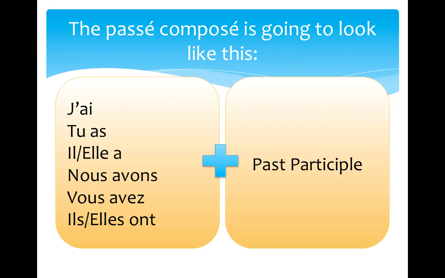The passé composé is going to look something like this. You've got one of the following conjugations of avoir on the left, and you're going to have the past participle on the right. Let's say it again together. Say it after me. J'ai, tu as, il a, nous avons, vous avez, ils ont.